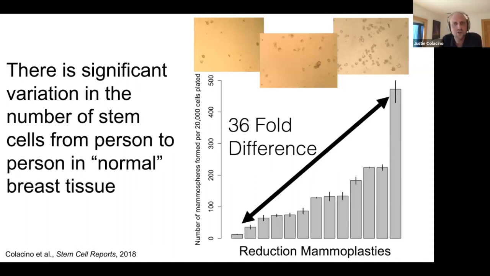I was working in Max Wicha's lab as a graduate student, and we would be getting reduction mammoplasty tissues from women getting voluntary breast reductions at the U of M hospital. I would take these back to the lab and dissociate them to a single cell suspension, and then we would plate them in culture conditions that are conducive for stem cells to grow, these so-called mammosphere conditions. You can count the number of mammospheres that form, and it's really a surrogate readout of the number of stem cells that are in that tissue.